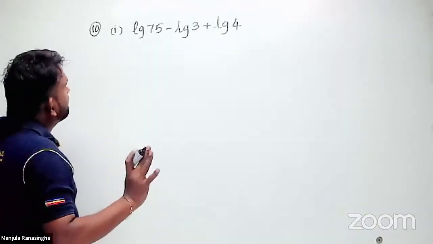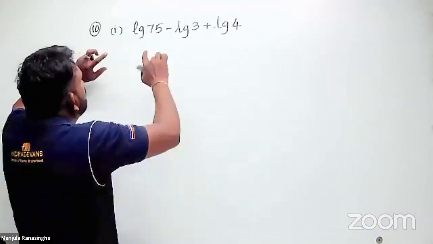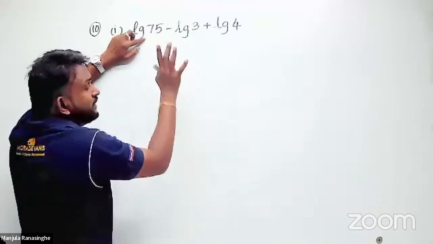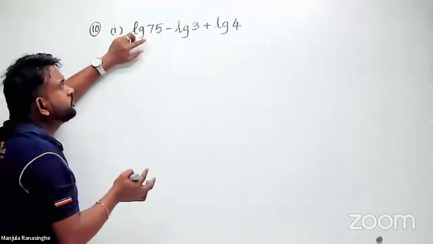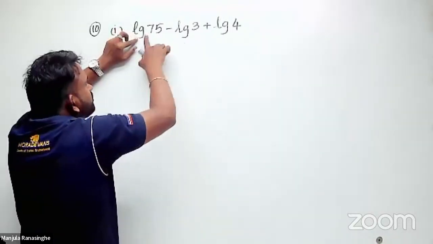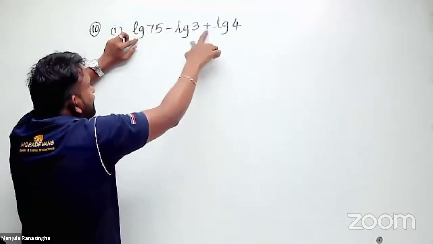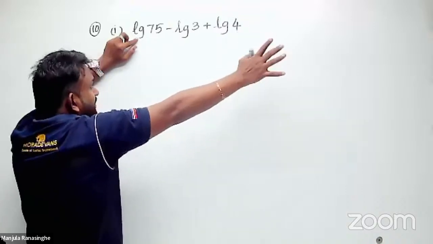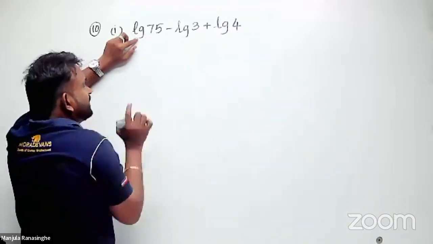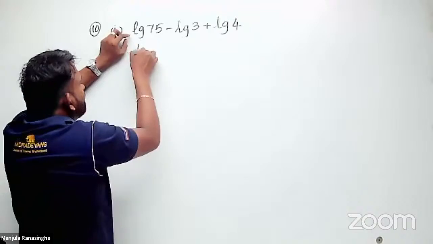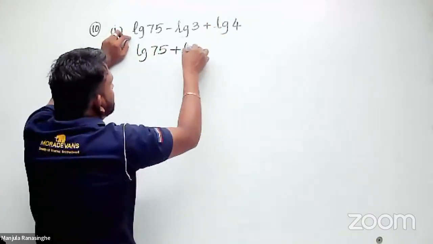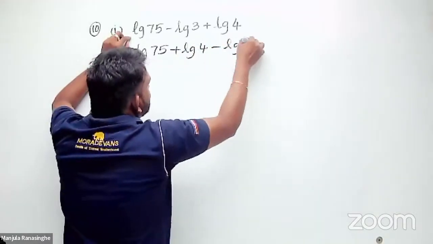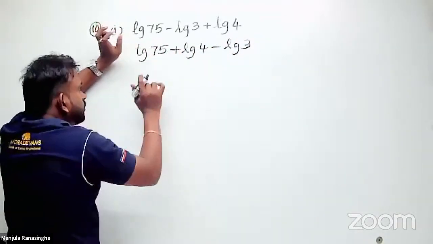Right. So in logarithm we know that log subtraction is a log division. Addition is a log multiplication. So you can bring these two additions together, and subtraction at last, or whatever you can do as it is also. So I write lg 75 plus lg 4 together, subtract lg 3 last. You can use as it is, no problem.